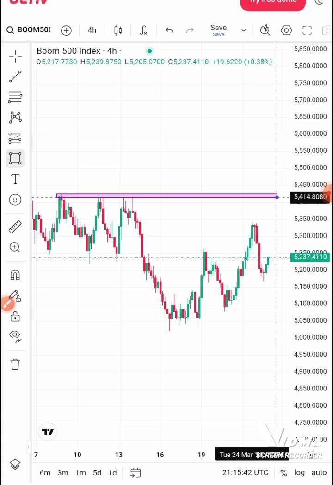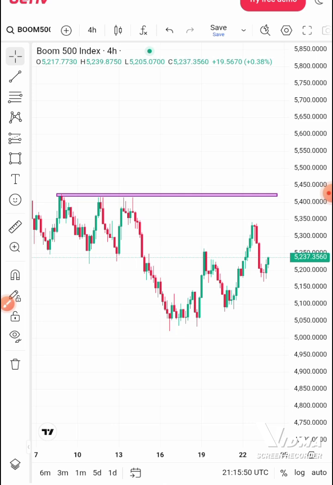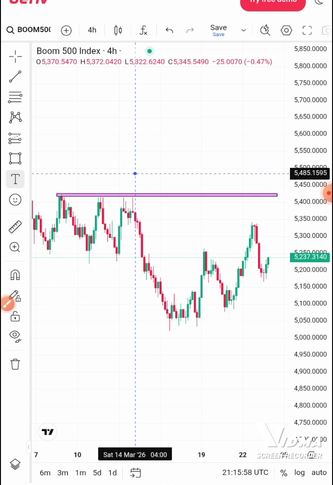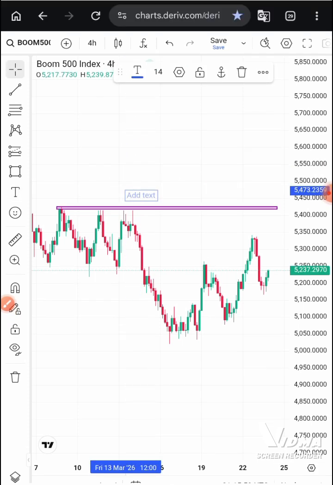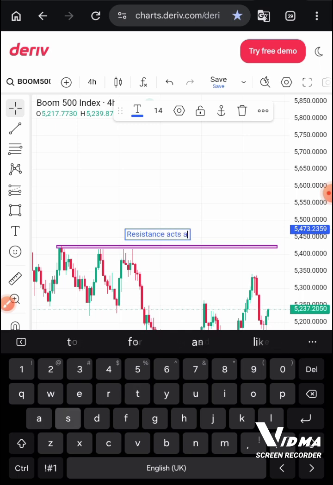A resistance usually, let me just spell it out. This one here, it's our resistance. A resistance is, let me just type it out first, then I explain. A resistance acts as a ceiling, okay, it acts as a ceiling where price cannot break above.